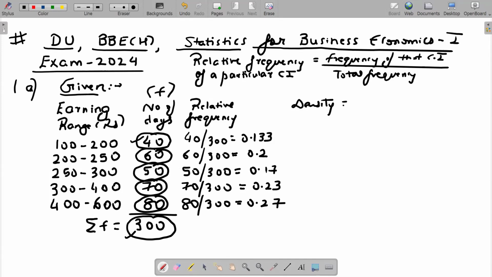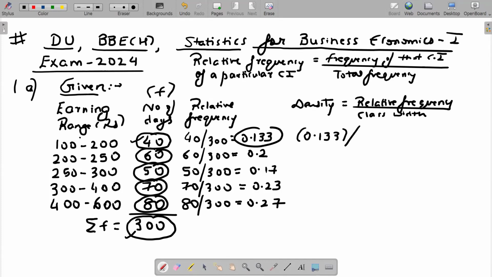So density is nothing but the relative frequency over the class width, or the class magnitude. I have covered this in the main lecture as well. So 0.133 divided over, what's the class width, guys? 200 minus 100, which is 100. So this comes out as 0.001.